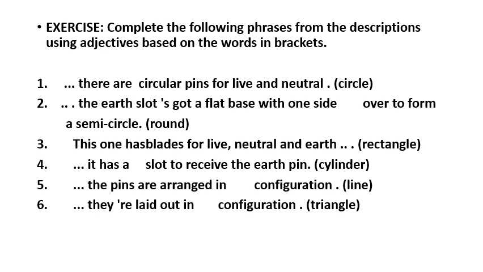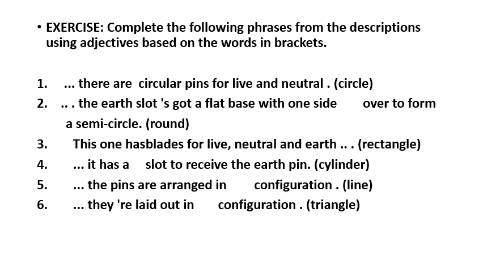There are circular pins for live and neutral. Circular. We have the word between brackets, circle, as a noun. And we need here, there are circle pins? No, circular pins as an adjective. Circular pins for live and neutral. So the word circular is an adjective of what? Of circle. Okay, he wants us to go on with the following sentences.